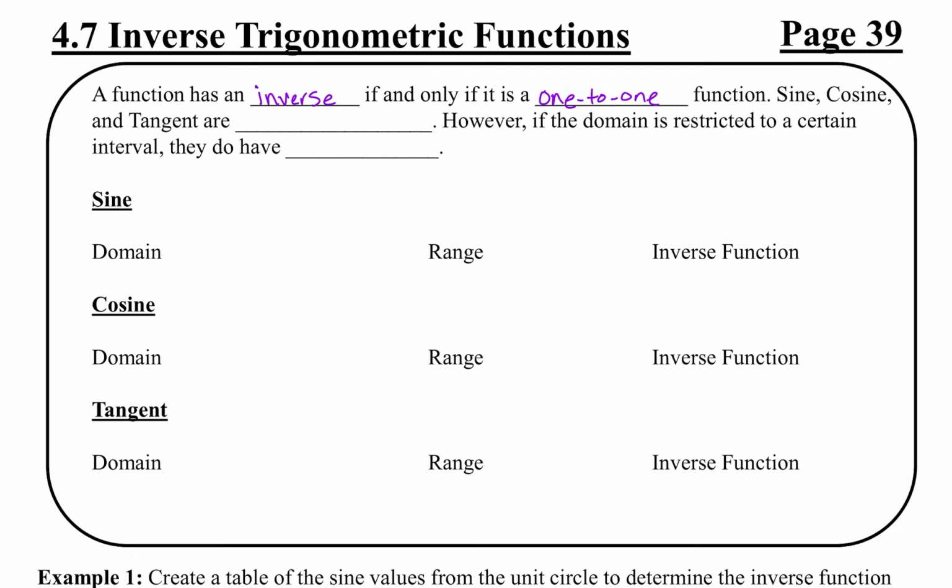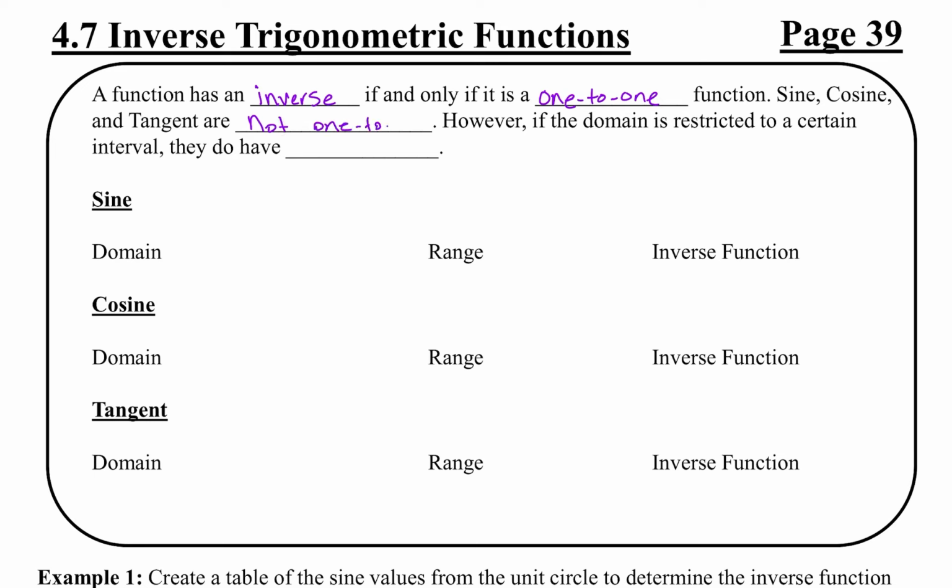And what that meant is that if you took a function, we know that to be a function, you just have to pass the vertical line test. But if you are an inverse function as well, then you have to pass the horizontal line test, which is what 1-to-1 is. 1-to-1 means that it can pass the vertical and the horizontal line test. Well, if you think about sine, cosine, and tangent, they are not 1-to-1.